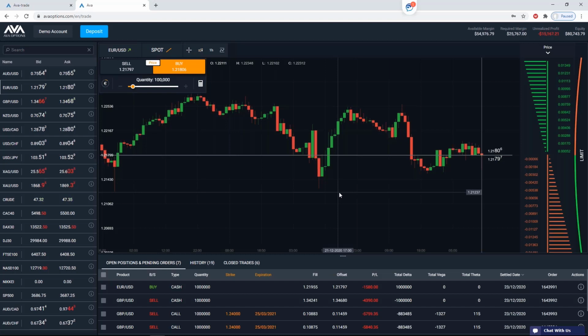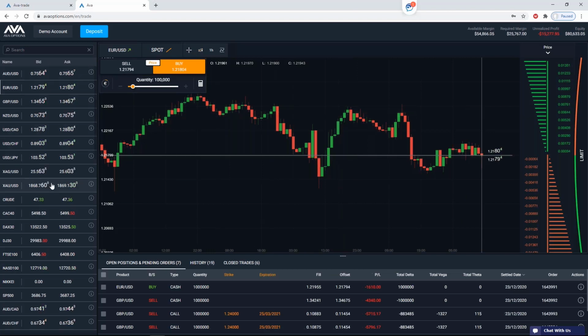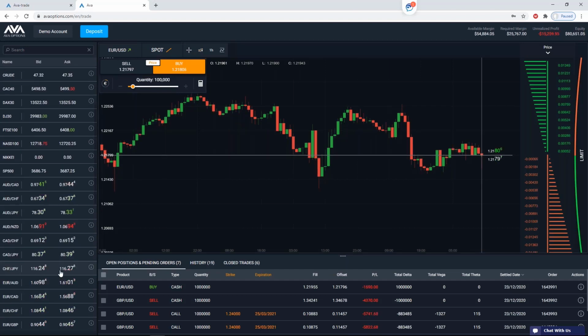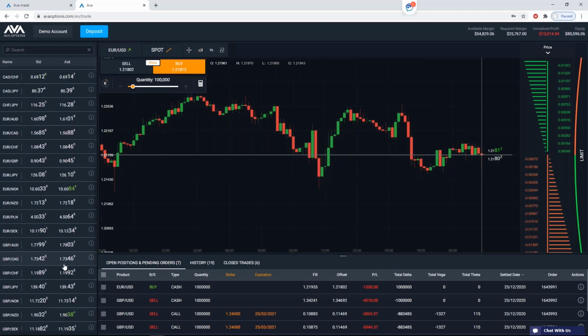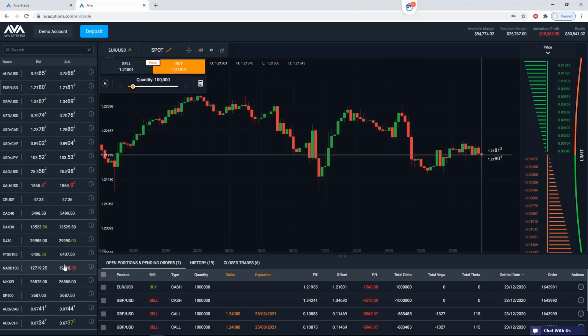So here it looks like almost any other trading platform. On the left side of the page, we've got our products. At the top, we have the major FX products in silver and gold, alphabetically. Then we have CFDs like crude, the CAC 40 index, the DAX 30, the Dow, the FTSE, the NASDAQ. And then below that, you have the rest of the FX products listed alphabetically. So you can scroll through and pick whatever product you'd like to trade.